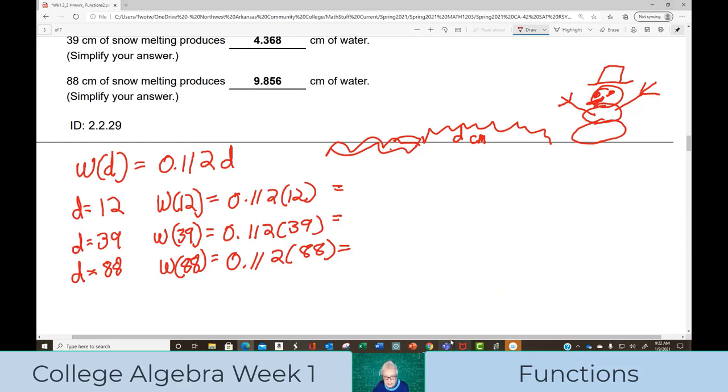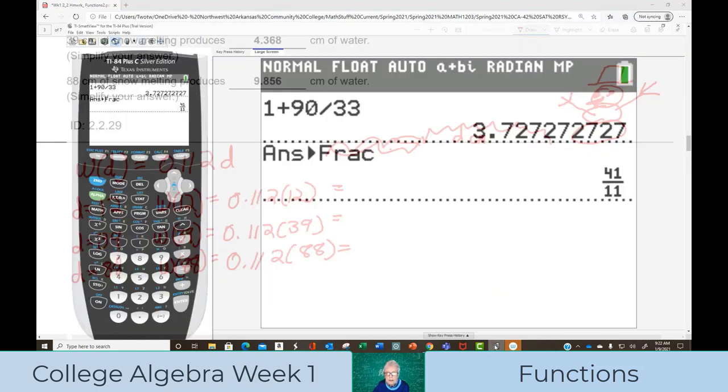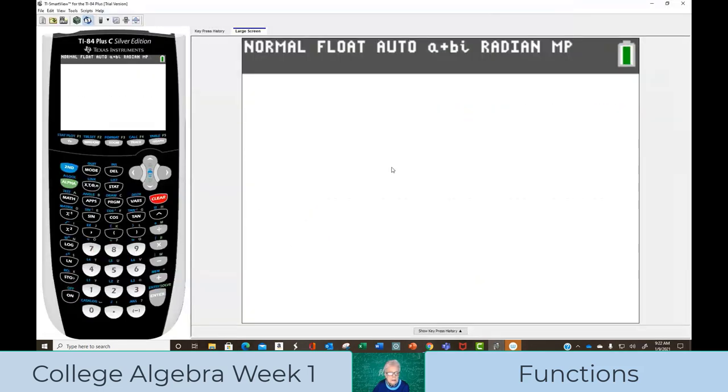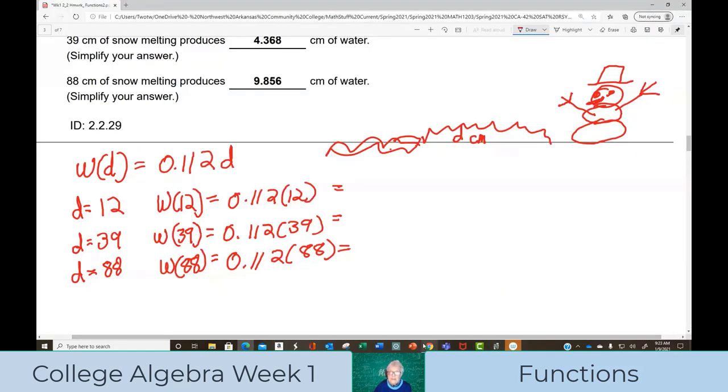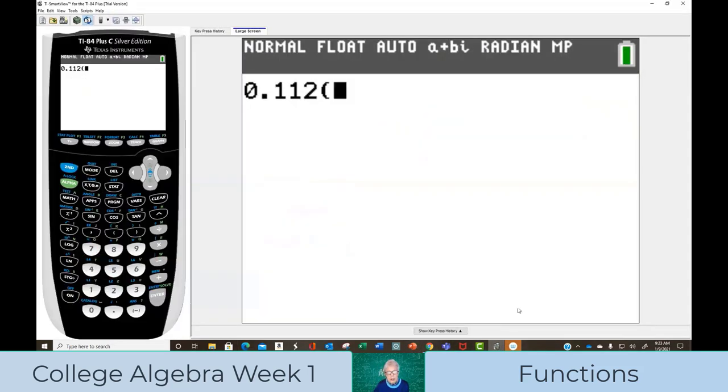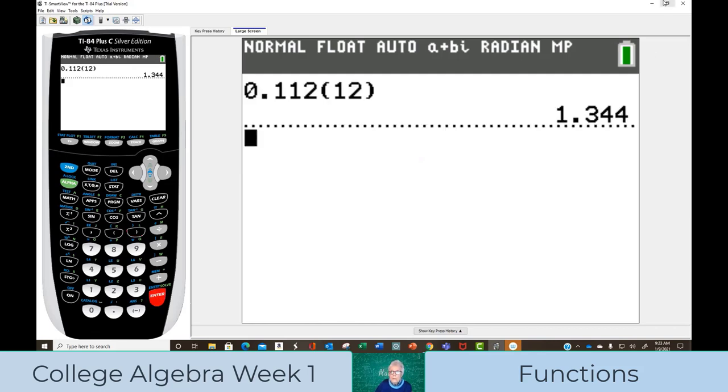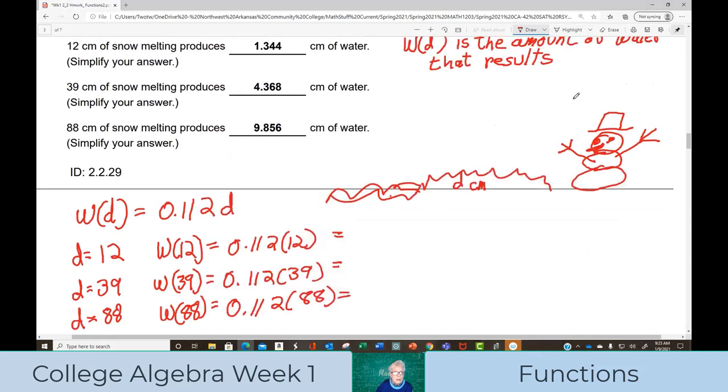Okay, all right. Now, calculator. So, 0.112, parentheses, 12. And then I'm going to show you a shortcut. You probably already know it. Okay. 1.344.